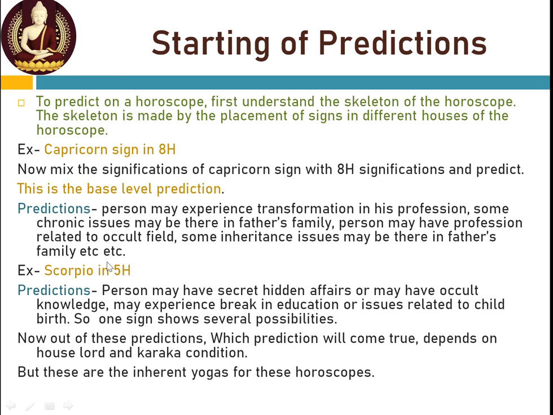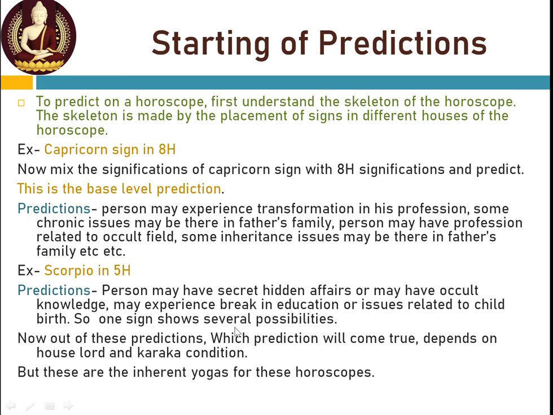Similarly, Scorpio in the 5th house. So what will be the prediction? Scorpio is hidden, something secret. Scorpio is also 8th house energy, so some occult. It is in the 5th house. So the person may have secret hidden affairs or he may have hidden knowledge, occult knowledge also. 5th house is education. Scorpio is break. So a break in education may happen. 5th house is child. Scorpio is also 8th house energy. So the person will have difficulties getting a child or some very chronic issues may be there related to childbirth.